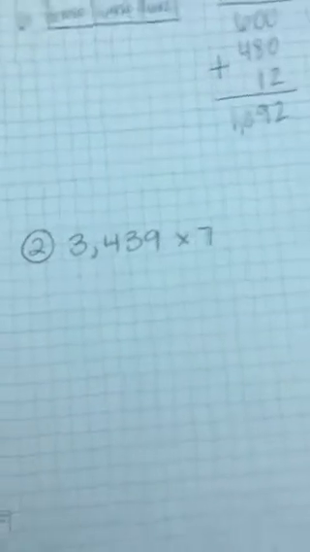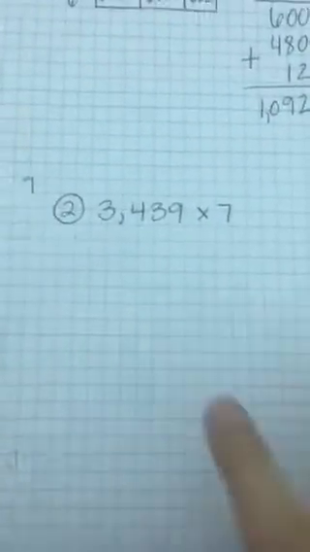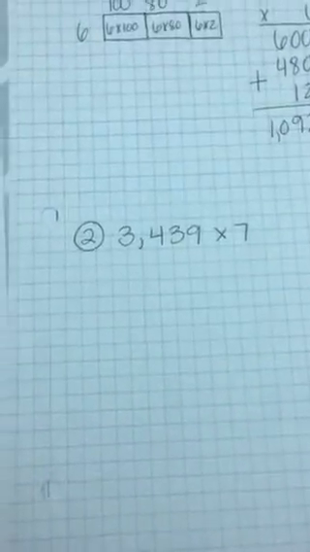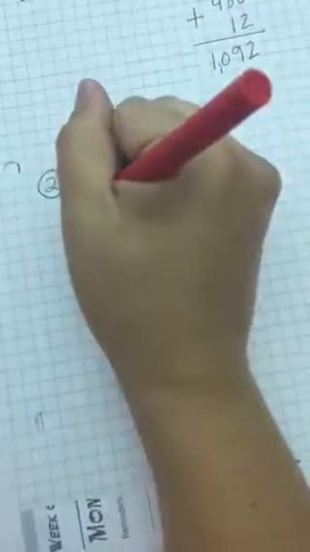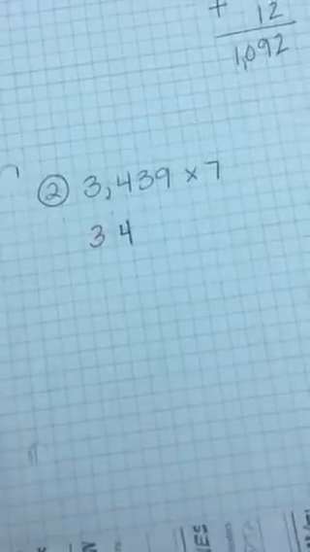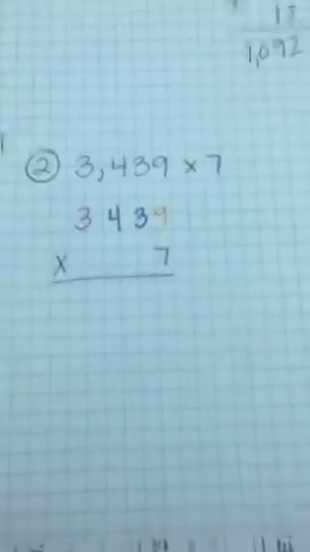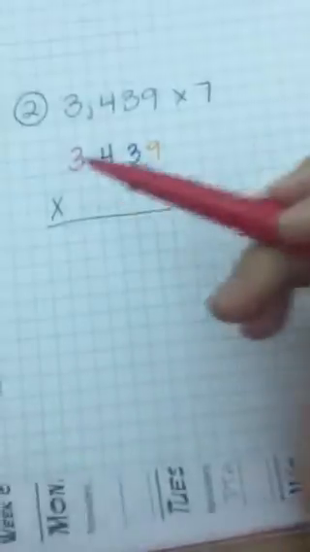I also showed the students that if colors help, and I feel like colors help me sometimes, they can write everything in different colors. So I'll show you that example with this number. If they wanted, they can rewrite this number with different colors. So like 3 in the thousands place, 4 in the hundreds place, another 3 in the tens place, and then a 9 in the ones place, and that's all times 7.